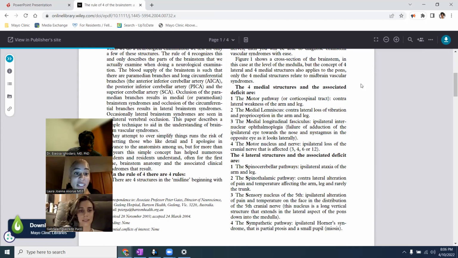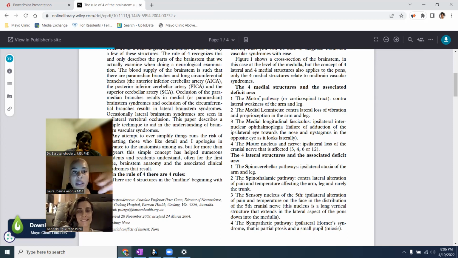So all the S's are for lateral, and all the M's, like motor, medial lemniscus, MLF, and motor, are all medial. And all the S's that you see here, spinal, cerebellar, spinothalamic, sensory, those are all lateral. Oh, I see. And this is for the brainstem.